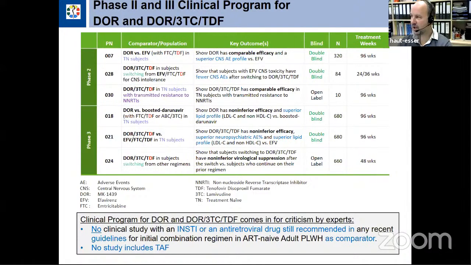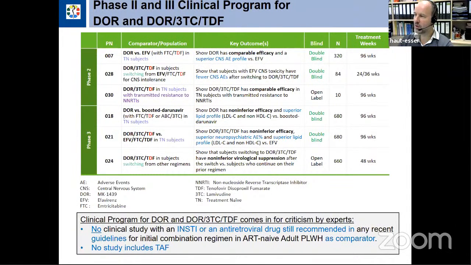I start with the clinical research program, and you see here some studies with doravirine. There was a lot of criticism in Germany about the clinical program MSD or Merck conceived for the development of doravirine, because at the time they developed the drug, they only compared it with drugs which are not recommended anymore in the European or German guidelines. For example, the comparator is efavirenz or darunavir, and darunavir in the boosted format, not as Symtuza as a single tablet regimen. It's not compared with any modern regimen. It's not compared with integrase inhibitors.